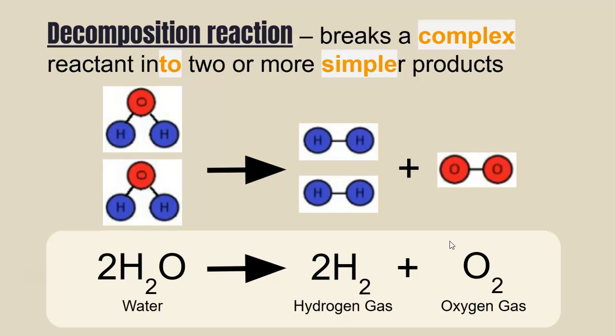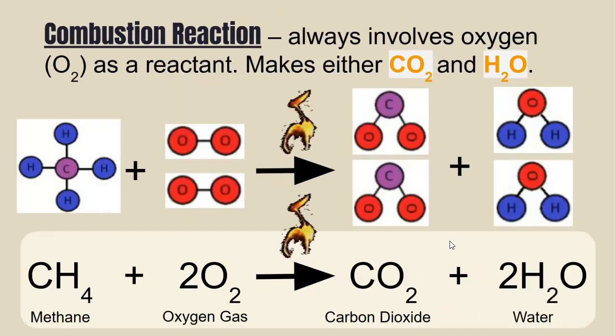Decomposition reactions are the exact opposite. They break a complex reactant into two or more simpler products. So if we flip the reaction we were looking at earlier, here we have H2O and it decomposes into H2 plus O2. So we started with something more complex and we broke it down into two simpler products. And again, just like with synthesis, it doesn't have to be one reactant on the left and two products on the right. As long as you have more products than you had reactants, then you have a decomposition reaction.